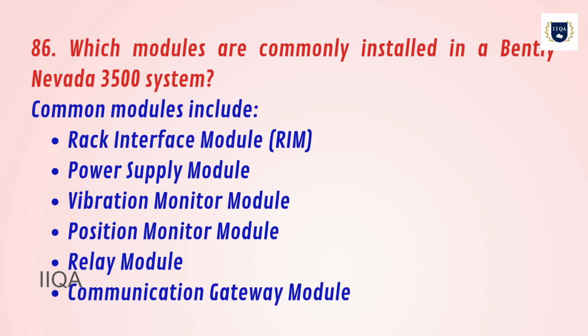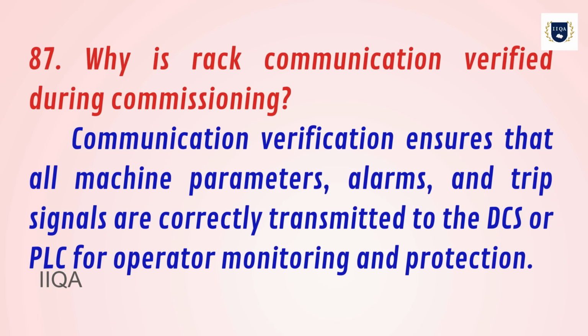86. Which modules are commonly installed in a Bentley Nevada 3500 system? Common modules include Rack Interface Module, RIM, Power Supply Module, Vibration Monitor Module, Position Monitor Module, Relay Module, Communication Gateway Module.